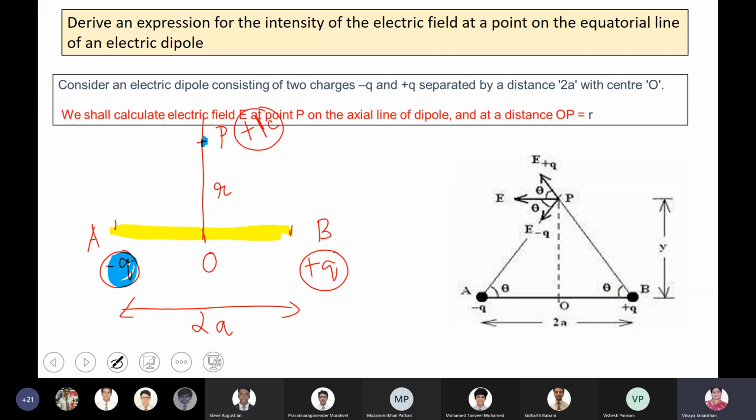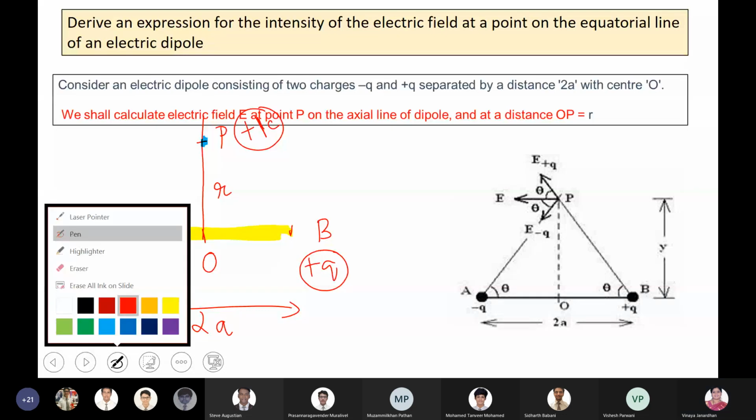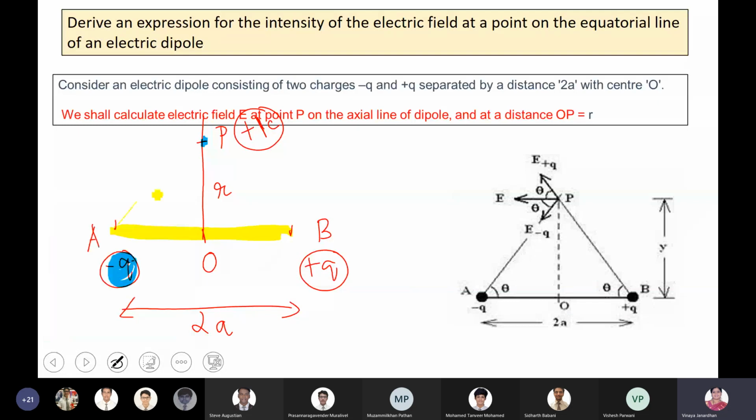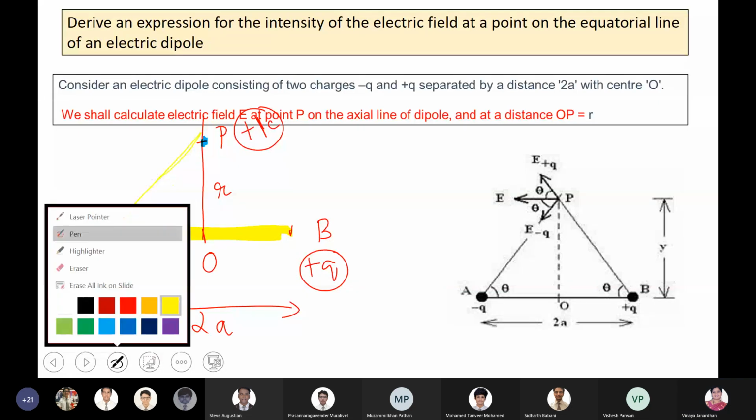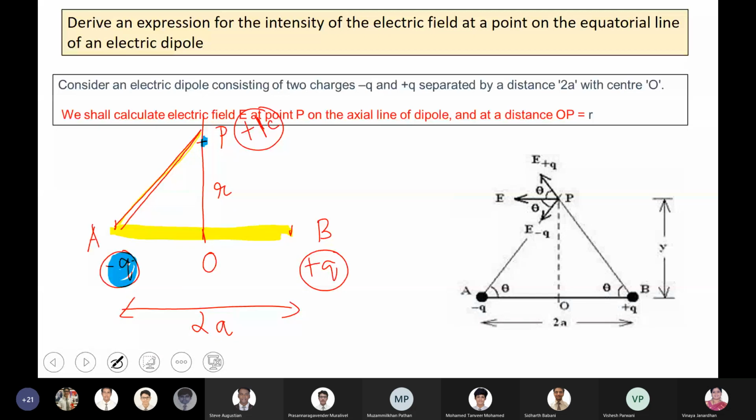I want to find the strength of the electric field due to the entire dipole. That has two parts. One is you find the strength of the electric field at point P due to the charge minus Q. Then you find the strength of the electric field at point P due to the charge plus Q. Is that clear? Yes, ma'am, it's clear. Now look at this. Now in which direction will the force act?